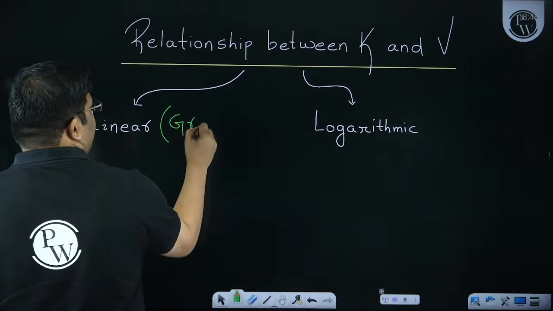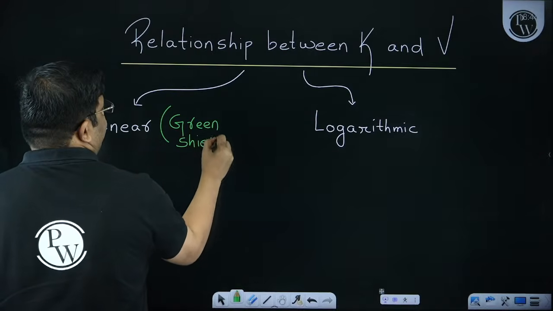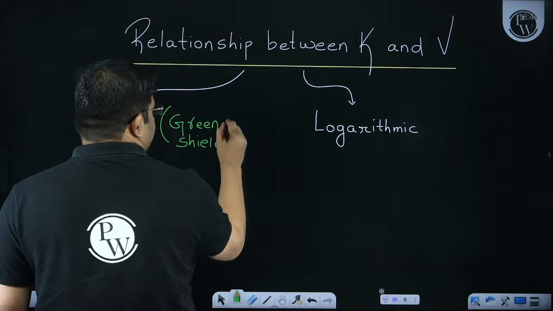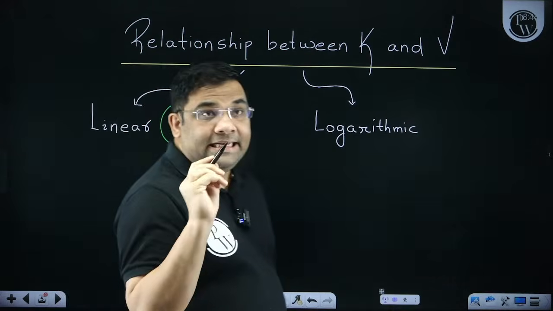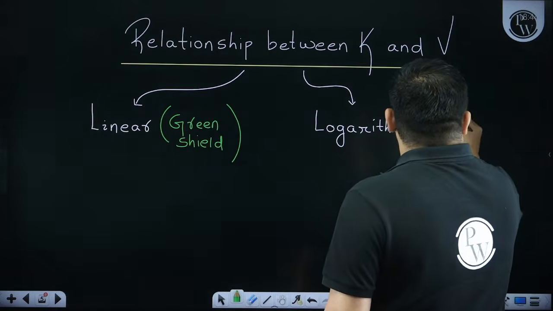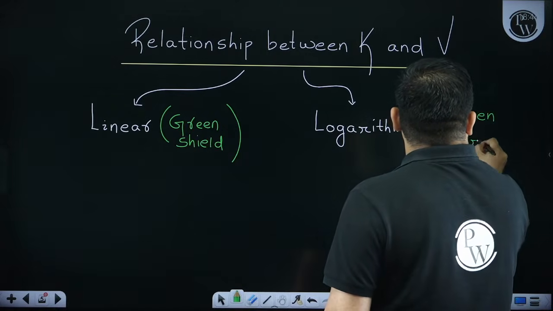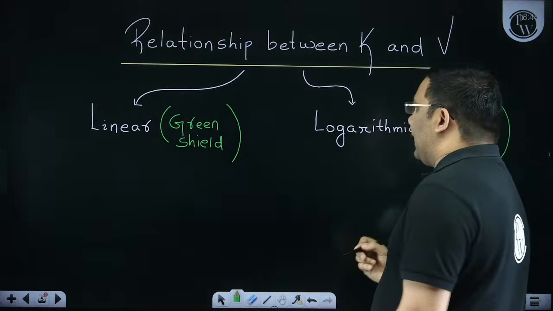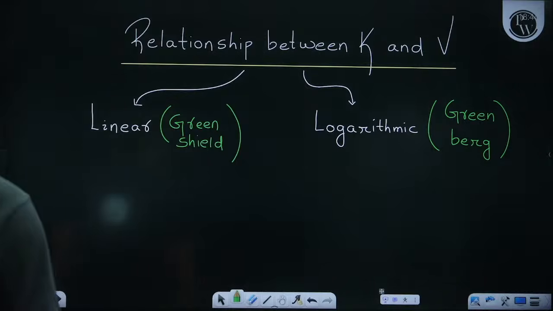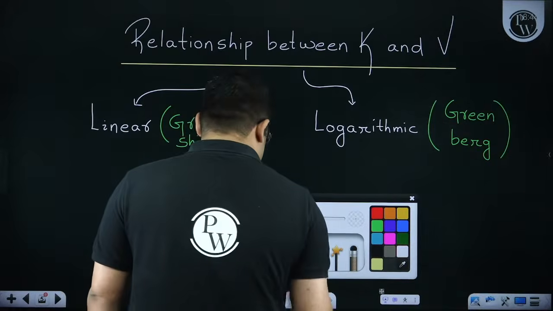This linear relationship between the traffic speed and traffic density is known as the Greenshields model. The logarithmic relationship is known as the Greenberg model. So linear is known as Greenshields, and logarithmic is known as Greenberg. This is the basic difference.